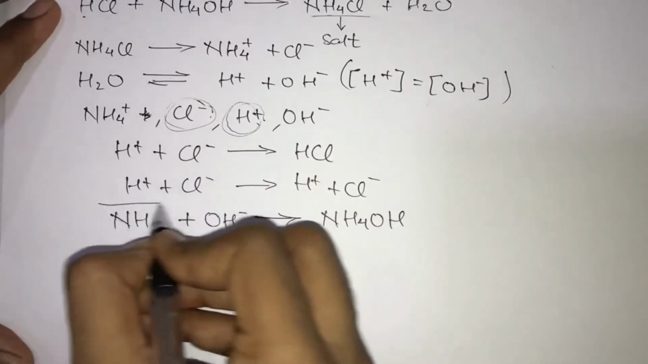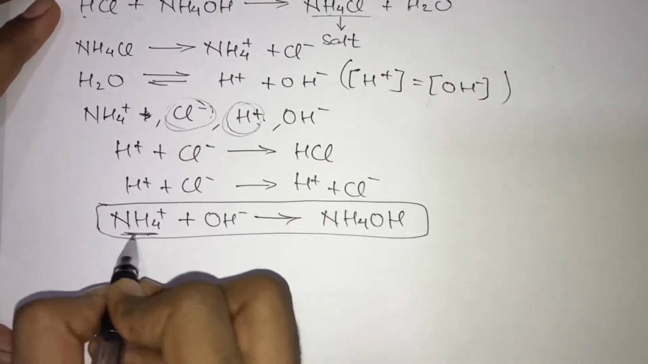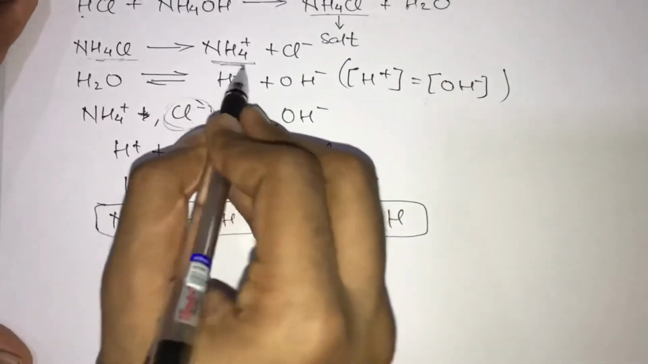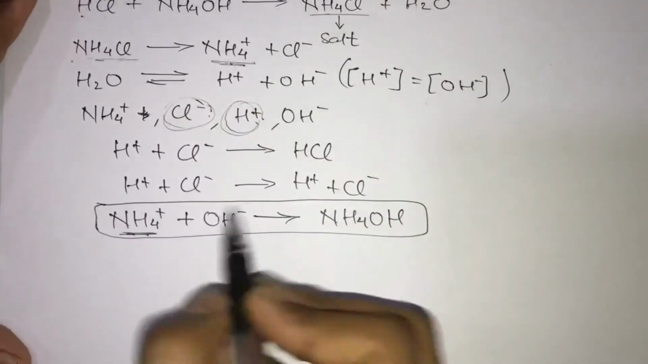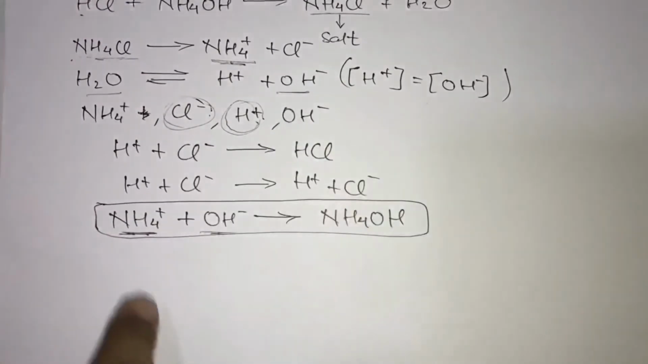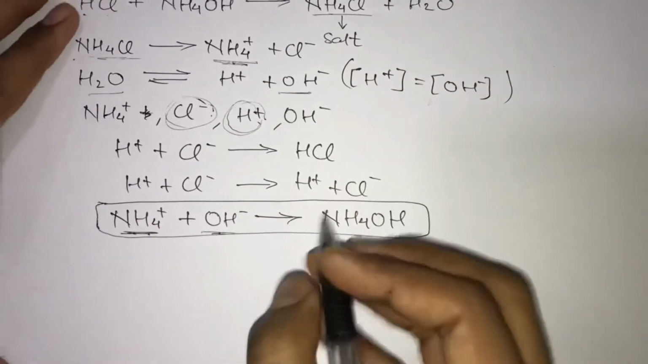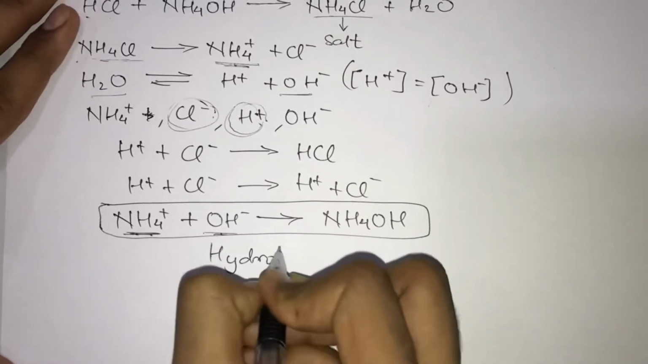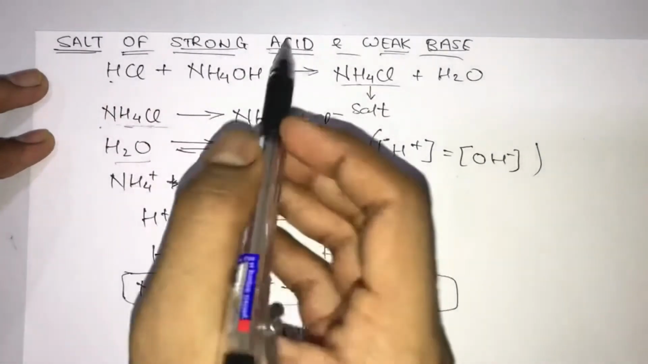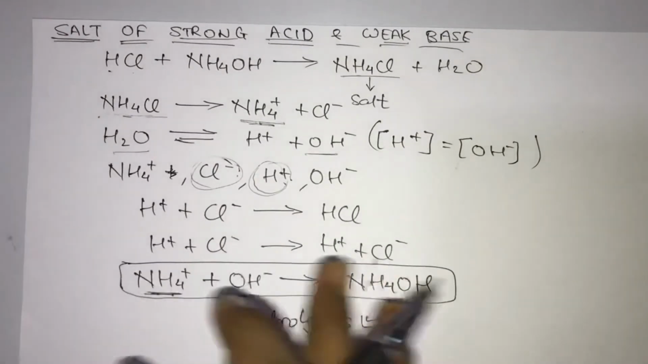Okay, so this happens where the ion of the salt, can you see this NH4+ is nothing but the ion of the salt. This is our salt, and this NH4+ is the ion of the salt, and this OH- is nothing but the ion of water. So when the ion of salt and the ion of water react with each other, can we say that there is hydrolysis taking place? So one thing is confirmed, that the salt of a strong acid and weak base will undergo hydrolysis. So this thing is confirmed.